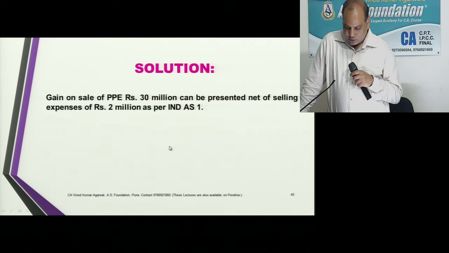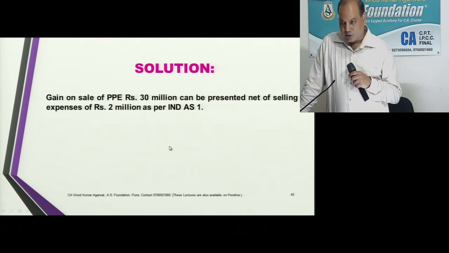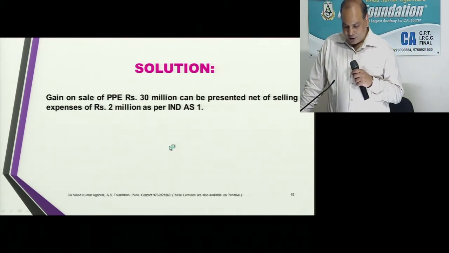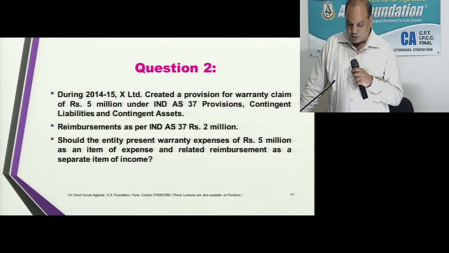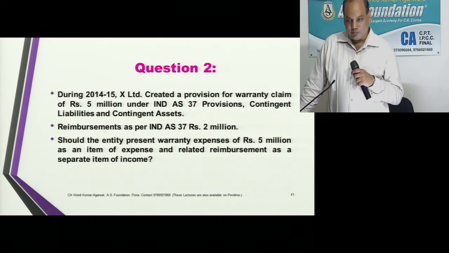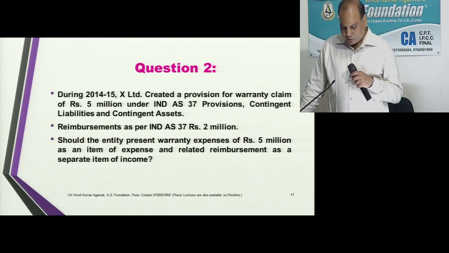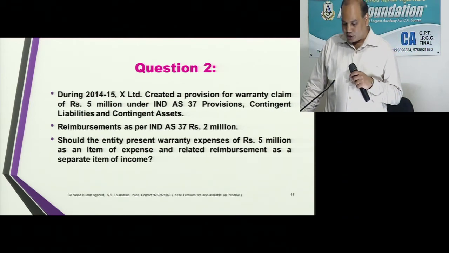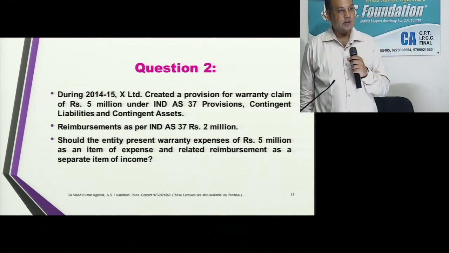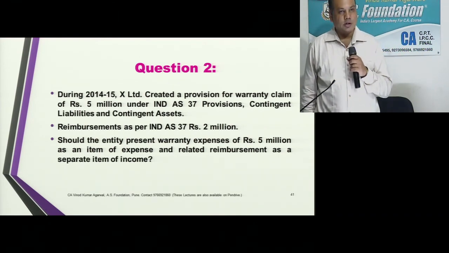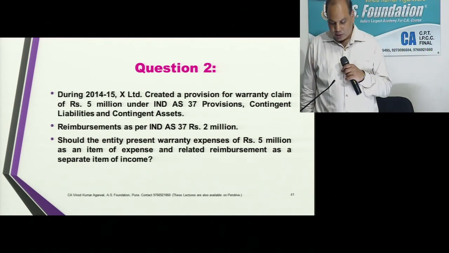Okay, so the answer is gain on sale of property, plant, equipment rupees 30 million can be presented net of selling expenses of rupees 2 million as per Ind AS 1. So wherever offsetting is allowed, you can do it. Now one more question. Basic question on Ind AS 1. During 2014-15, X Limited created a provision for warranty claim of rupees 5 million under Ind AS 37. What is Ind AS 37? Provisions, contingent liabilities and contingent assets. Reimbursement as per Ind AS 37 is 2 million.